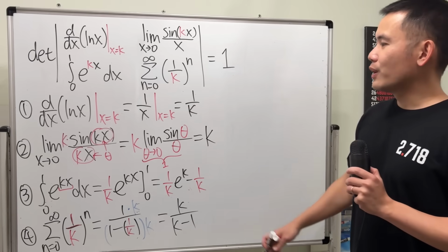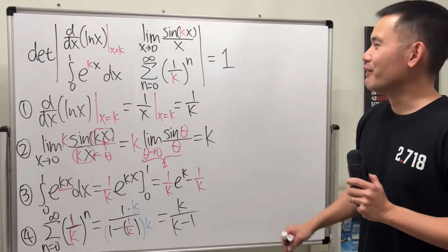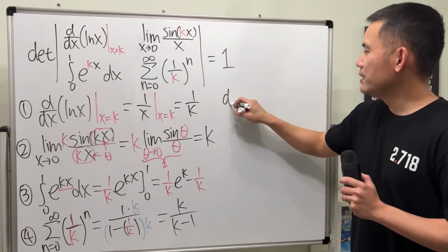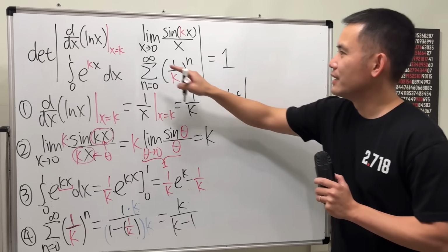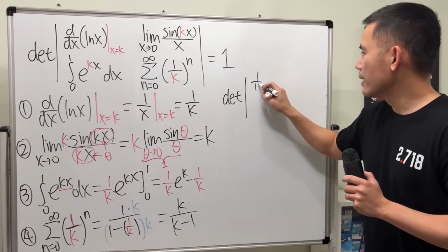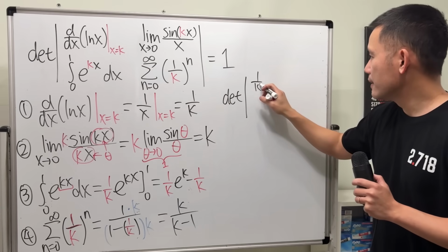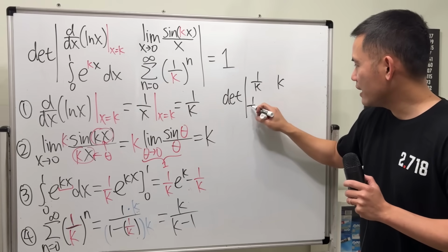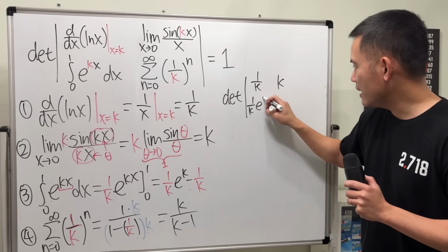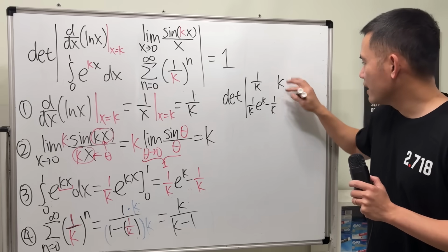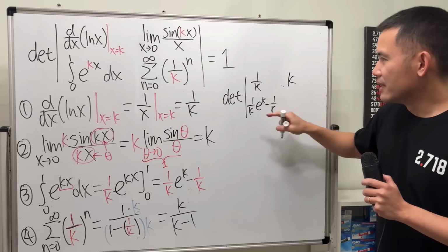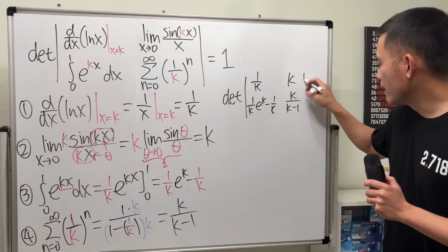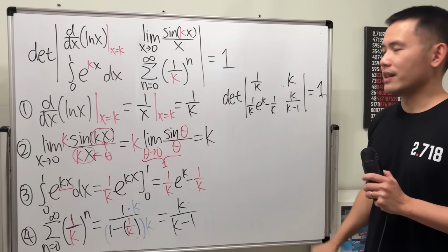Alright, so these are the four ingredients of this. What we are doing is this right here. We are trying to get the determinant of 1 over k, and this right here is k, and this right here is 1 over k e to the k minus 1 over k, and then the last one is k over k minus 1, and hopefully this is equal to 1.